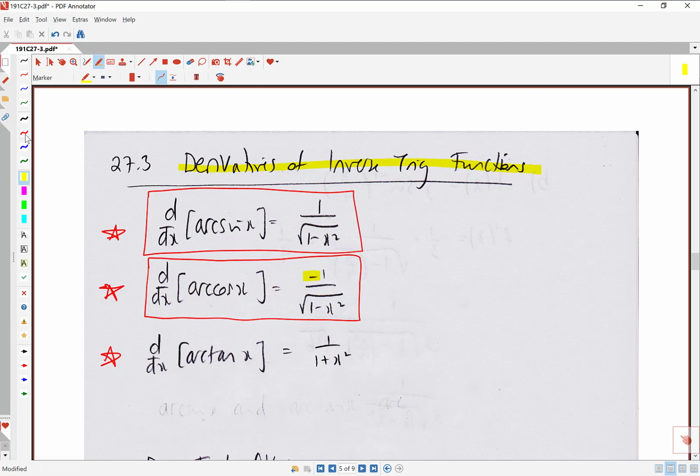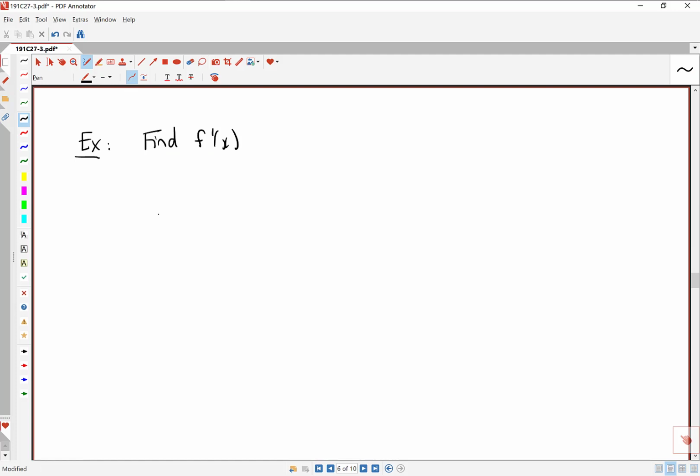And then derivative of arctan x, that's a bit nicer to work with. It does not have a square root in it. The derivative of arctan x is 1 over 1 plus x squared. So we're going to practice using those 3 formulas. We're going to do 8 short examples here just to practice those 3 formulas. Part A, let's find f prime of x for f of x equal arcsine of 7x.